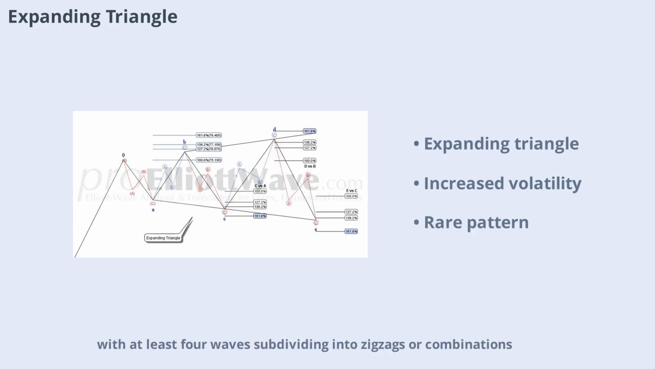In an expanding triangle, wave C goes beyond wave A, wave D moves beyond wave B, and wave E moves beyond C. Wave E ends around the AC line, typically undershooting or overshooting. B, C, and D always go beyond 100% of the preceding subwave but never exceed 150%. Expanding triangles are the least common and signal increased volatility.